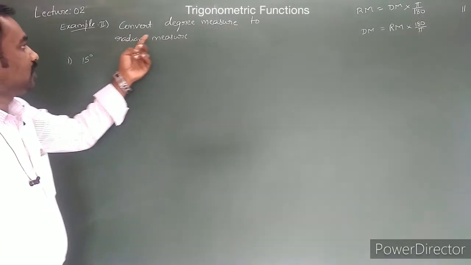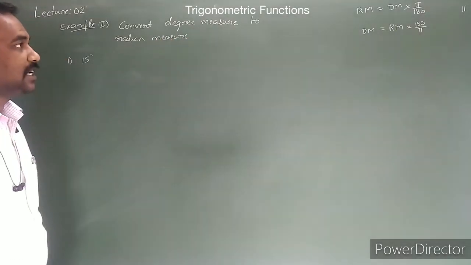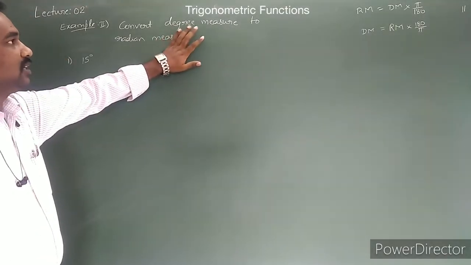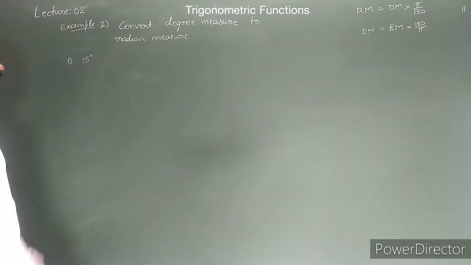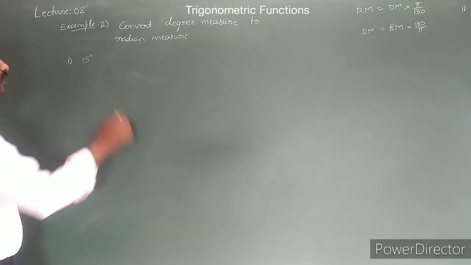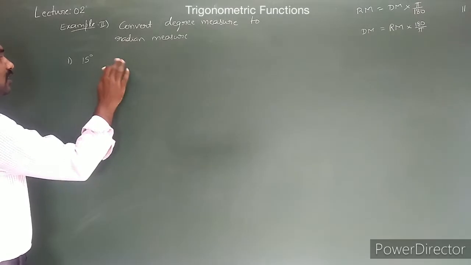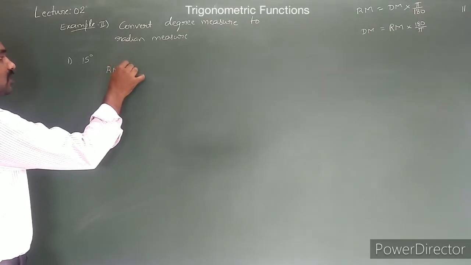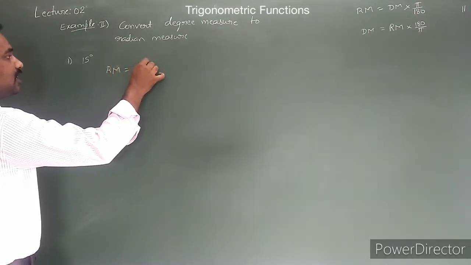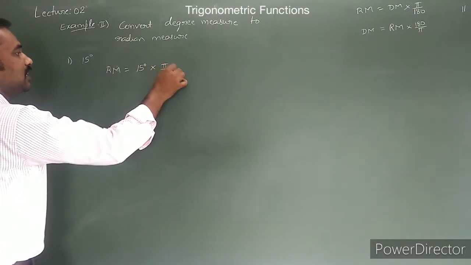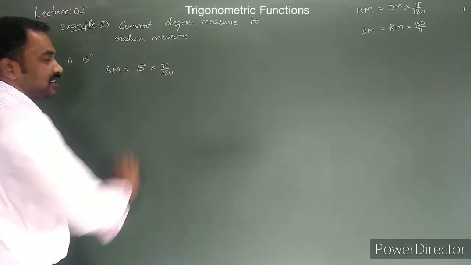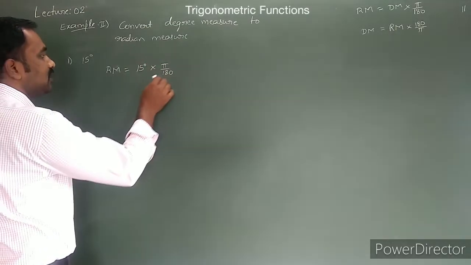Yes. Convert degree measure to radian measure. They have given a degree measure, and we have to get the radian measure. The first one is 15 degree. So we need to get the radian measure. So radian measure is equal to, what is that? Degree measure into pi divided by 180. Simplify, we will get the answer. So what is the answer?